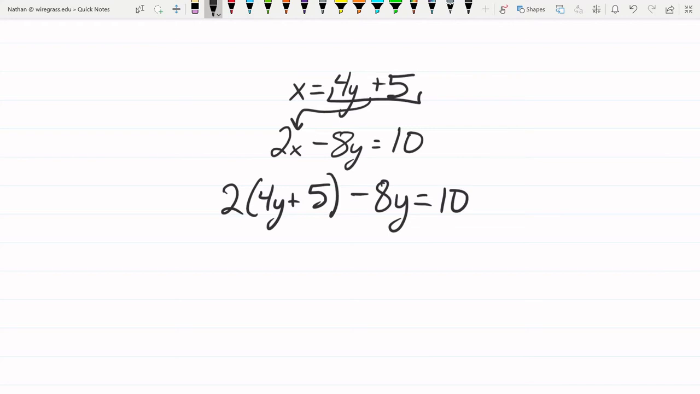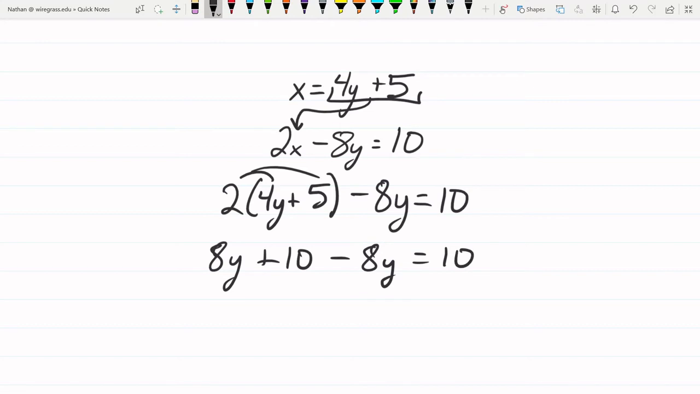But like I just said, you can shift things around. Move the 4y to the left-hand side, and then you can use elimination to solve this system just fine. You'll get the same answer either way. Okay, distribute the 2, and we get 8y plus 10 minus 8y equals 10. Combine like terms, we have 8y and 8y. They cancel, and that gives us 10 equal to 10. Now this is a true statement.